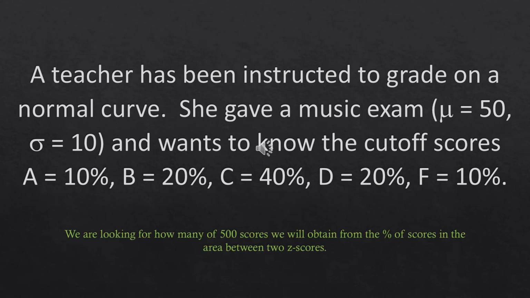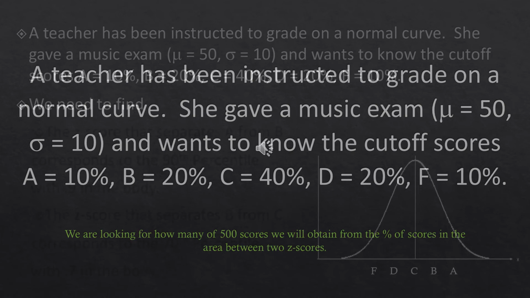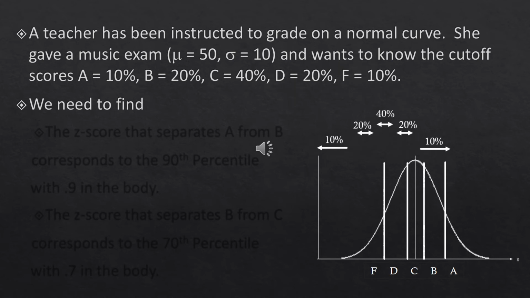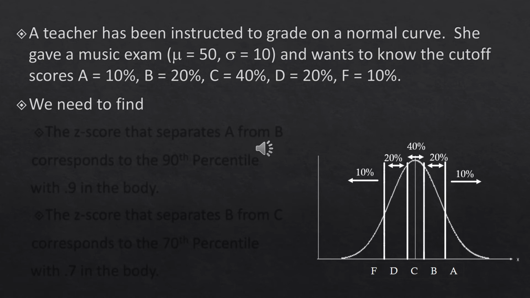Read the scenario and work the problem. This teacher has been told that she needs to grade on a normal curve. So we need to find the scores that separate an A from a B from a C, and so on. And in order to do that, we need to find z-scores that correspond to the percentage of scores under the distribution that she has to comply with.